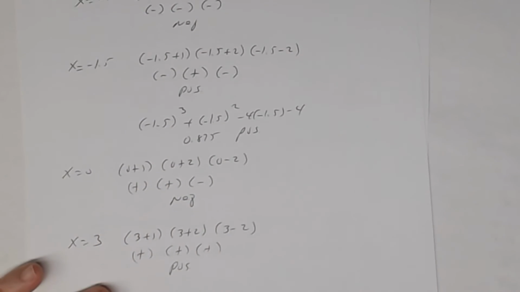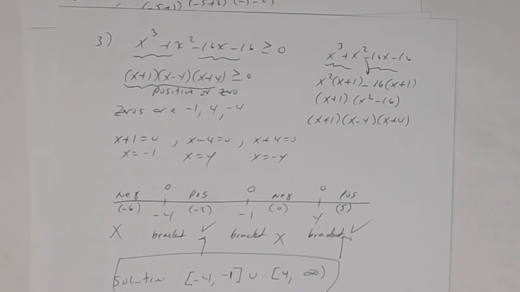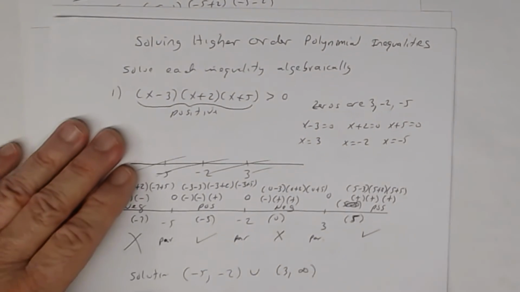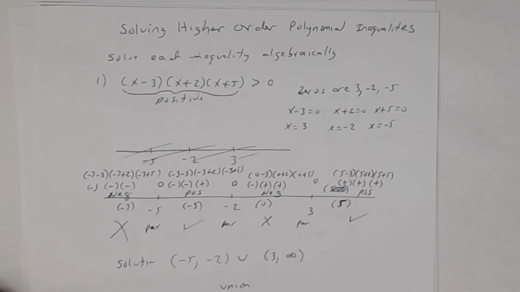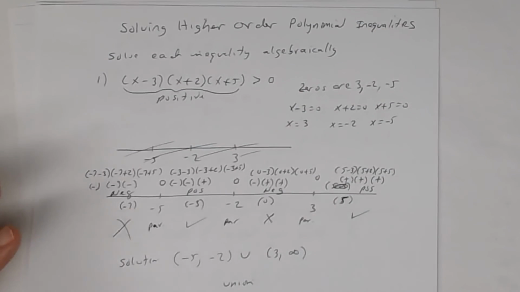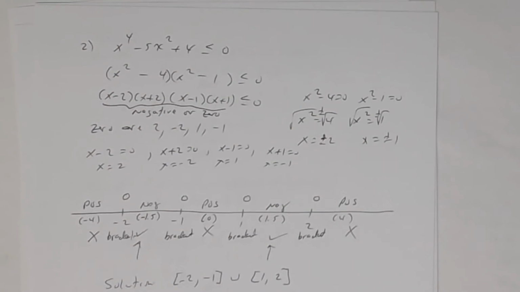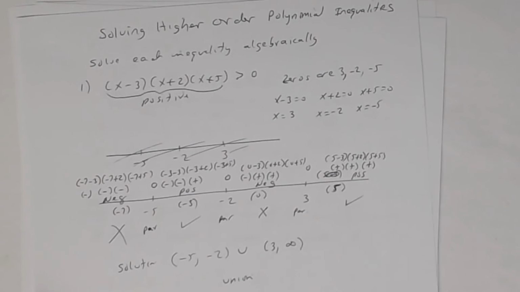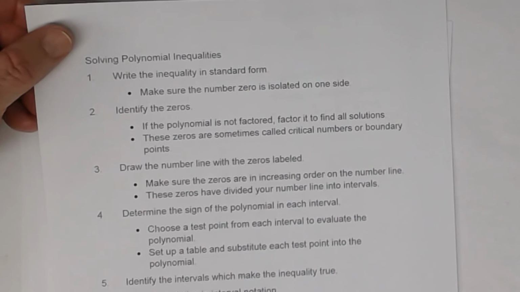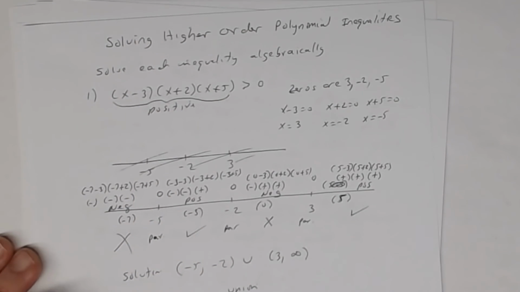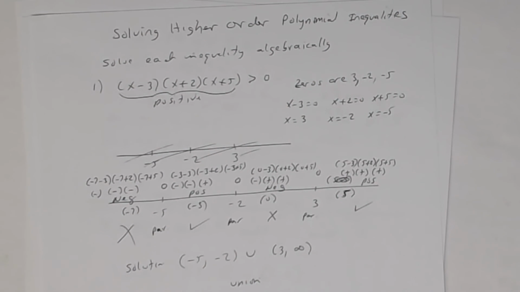So these are 4 examples on solving, let me go back to the original, on solving higher order polynomial inequalities. And all of these are factorable. Just make sure that you're following the steps correctly. When I say the steps, I mean this procedure right here. Okay, so that is the end of this lesson.